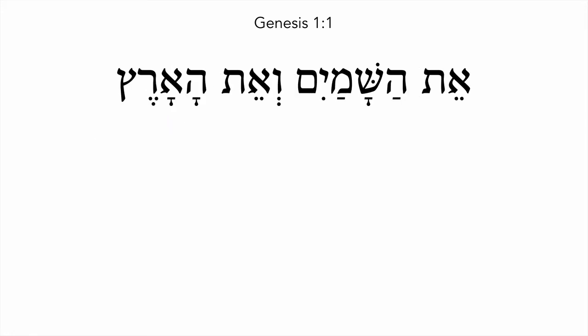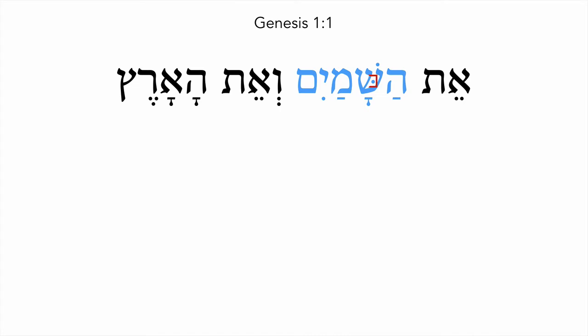Next clause, et. We go consonant, vowel, consonant. We can't pronounce anything for the aleph, so we just make the first sound be the vowel, the tsere. Et. This next one is going to be a little trickier.